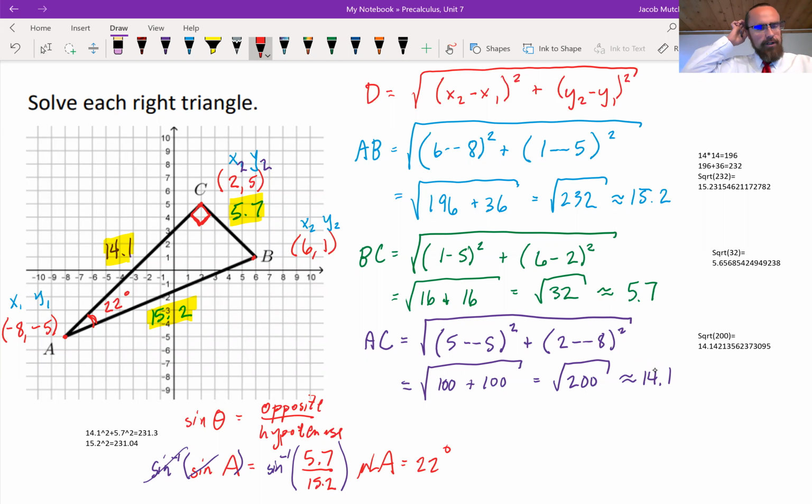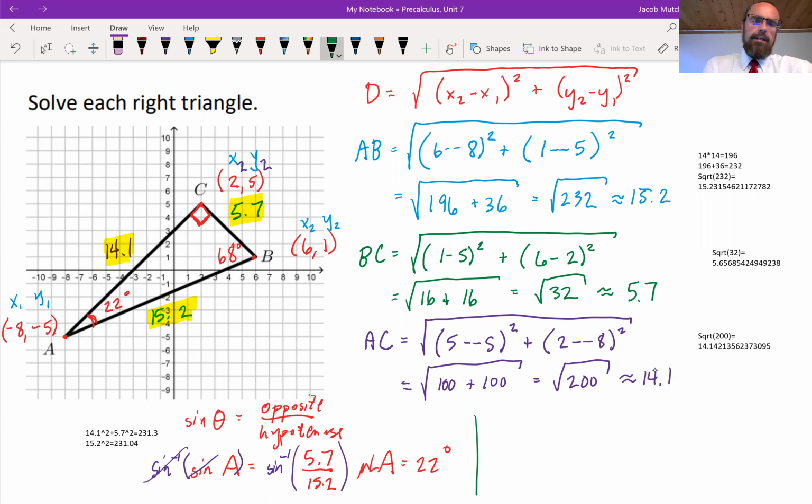So again, I've got some different options because the angles have to add to 180. I could subtract 90, which is 90. 90 minus 22 is going to be 68. So the hypothesis that I've got is that measure angle B should be 68 degrees. But let's confirm it by setting up a last trigonometric ratio.